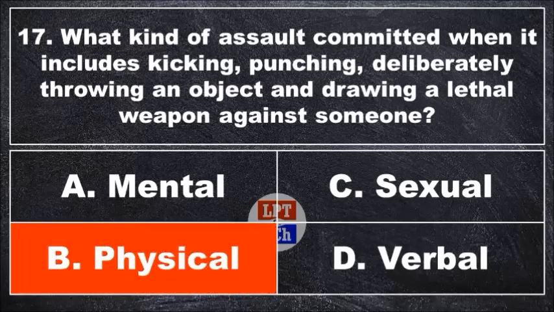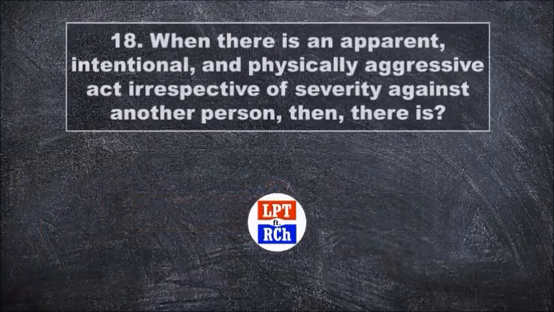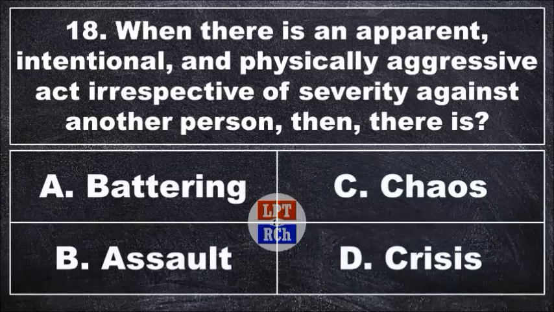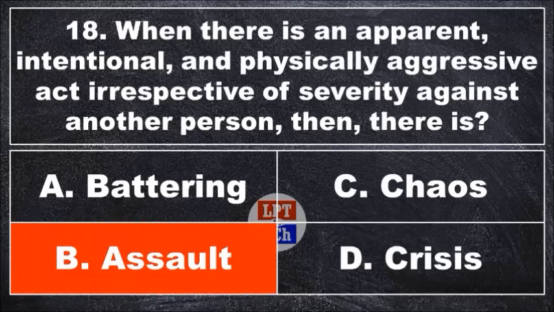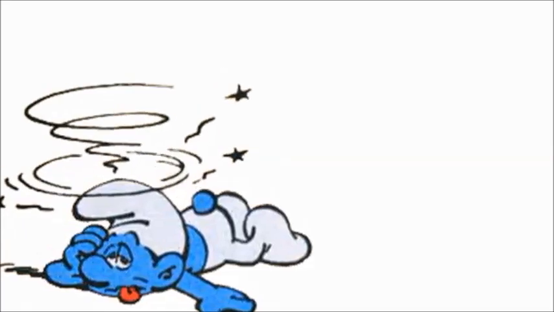Physical. 18. When there is an apparent, intentional, and physically aggressive act irrespective of severity against another person, then there is A. Battering. B. Assault. C. Chaos. Or D. Crisis. The correct answer is B. Assault. It is the act of inflicting physical harm or unwanted physical contact upon a person or, in some specific legal definitions, a threat or attempt to commit such an action.